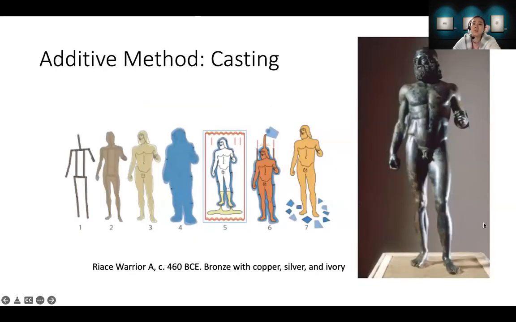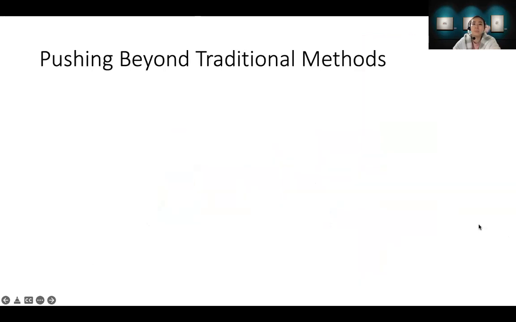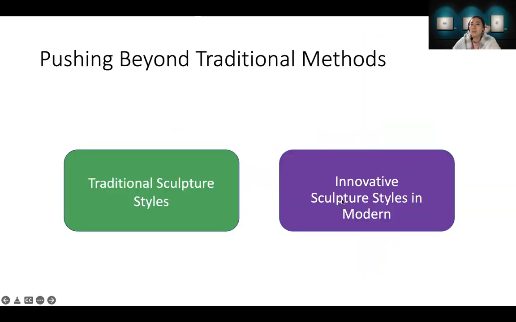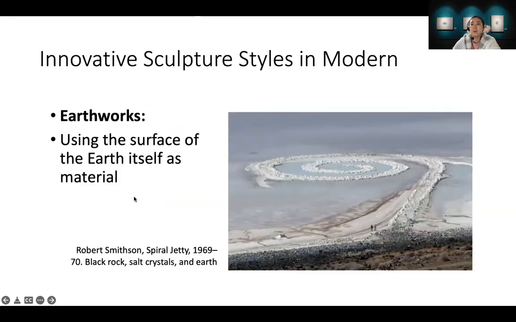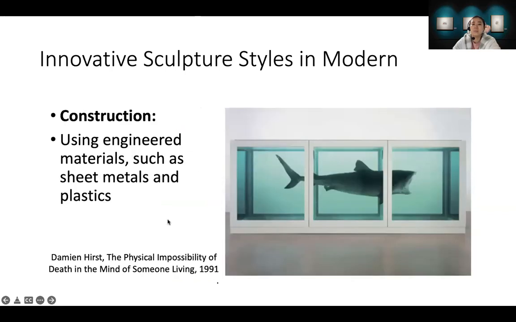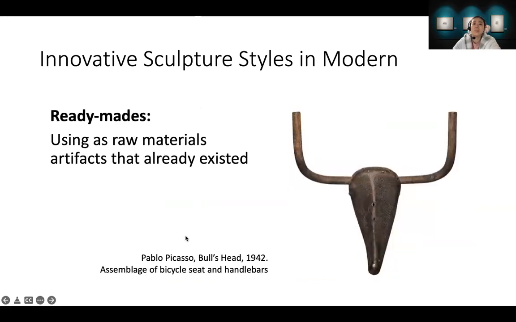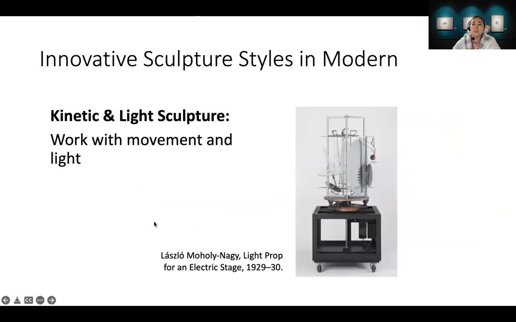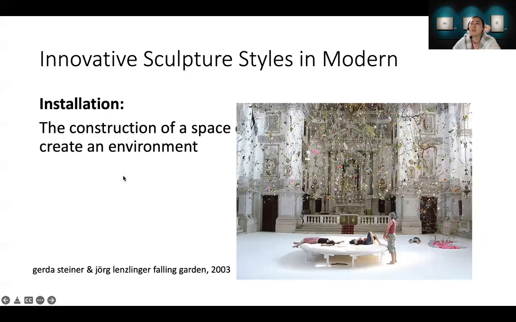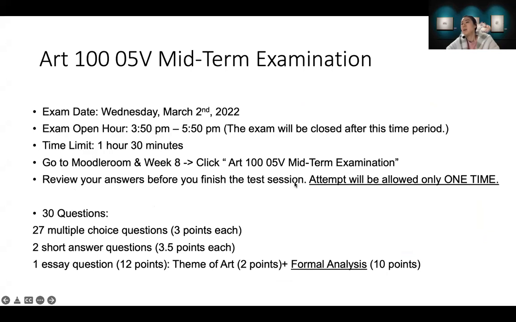Now, these are the examples. And let's see the innovative sculpture styles. So there are earthwork and construction, assemblage, ready-made. We saw the ready-made on the very first page. Now, and kinetic and light sculpture, and the installation. So that's it.